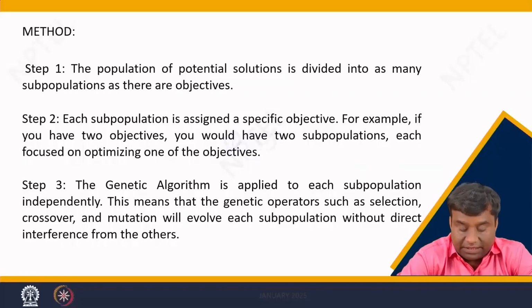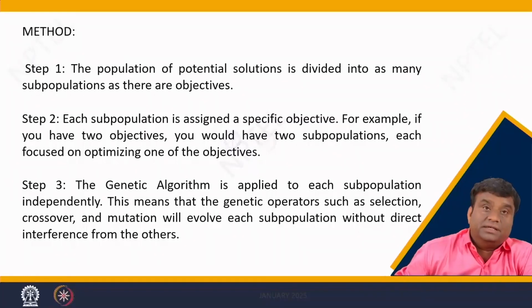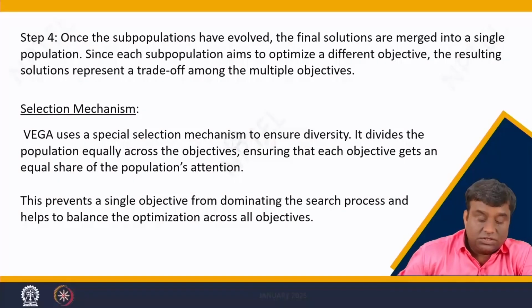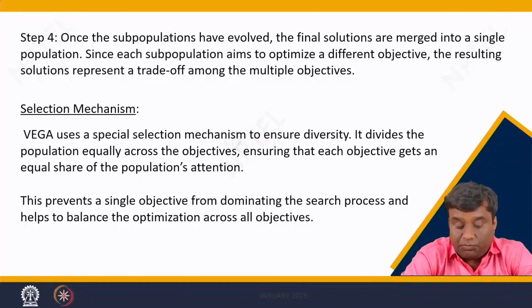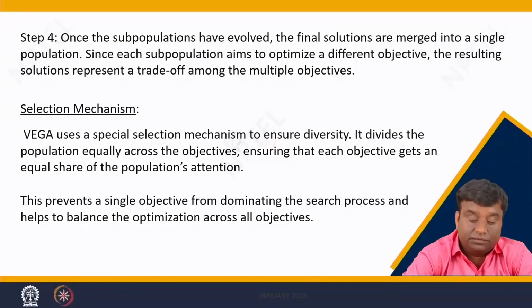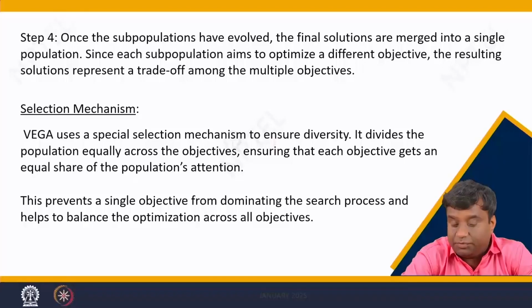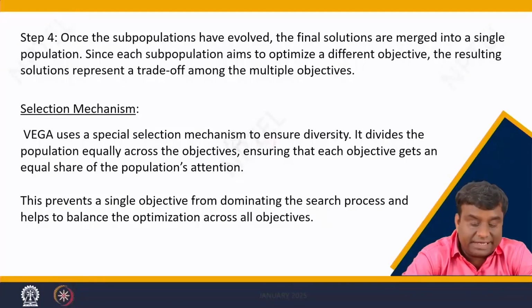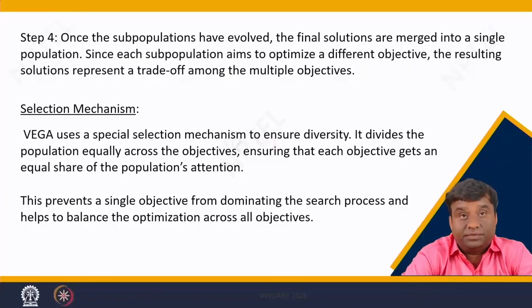Step 3, the genetic algorithm is applied to each subpopulation independently. This means that the genetic operators such as selection, crossover, and mutation will evolve each subpopulation without direct interference from the others. Step 4, once the subpopulations have evolved, the final solutions are merged into a single population. Since each subpopulation aims to optimize a different objective, the resulting solutions represent a trade-off among the multiple objectives.